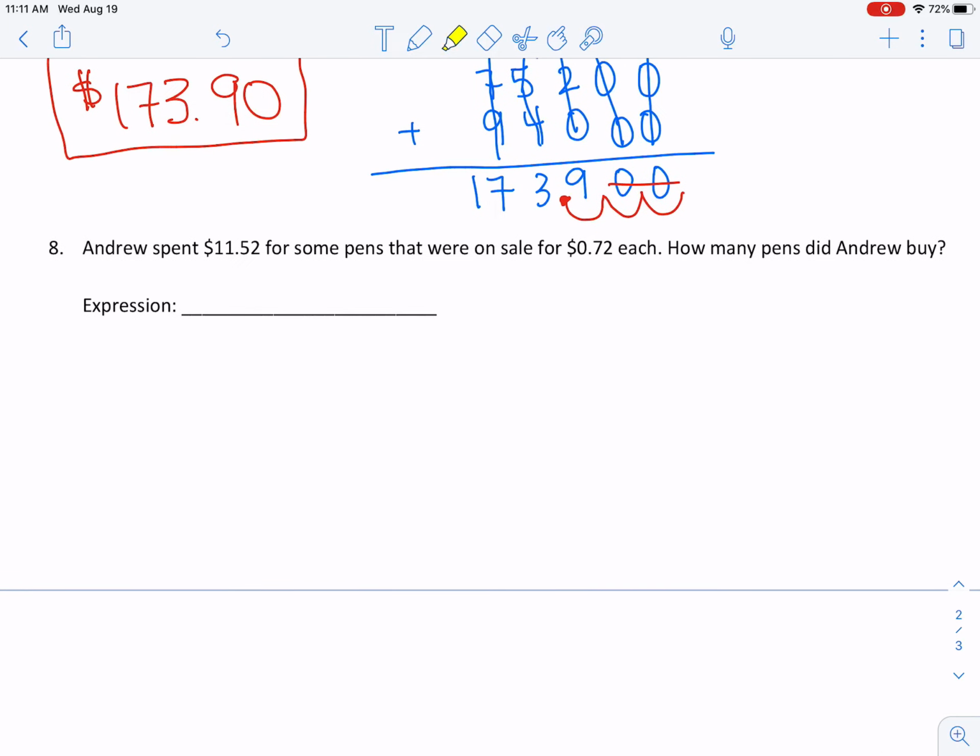All right, number 8, it says Andrew spent $11.52 for some pens that were on sale for 72 cents each. How many pens did Andrew buy? So if he spent $11.52 and he bought a number of pens, at 72 cents each, how many pens did he buy? So if he spent a total of $11.52, this tells you that we would have to divide. So $11.52 divided by the 72 cents. So if we set it up, it's going to be 0.72 divided into 11.52.